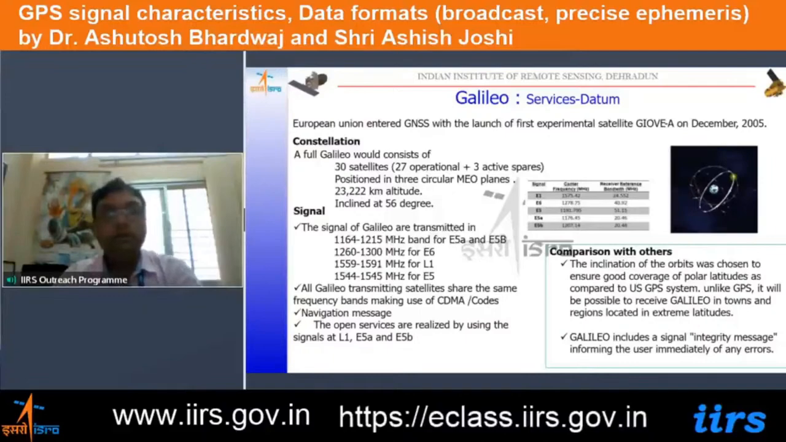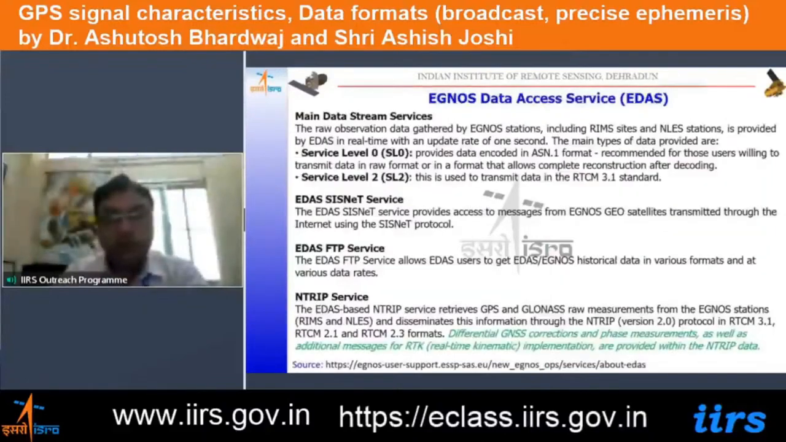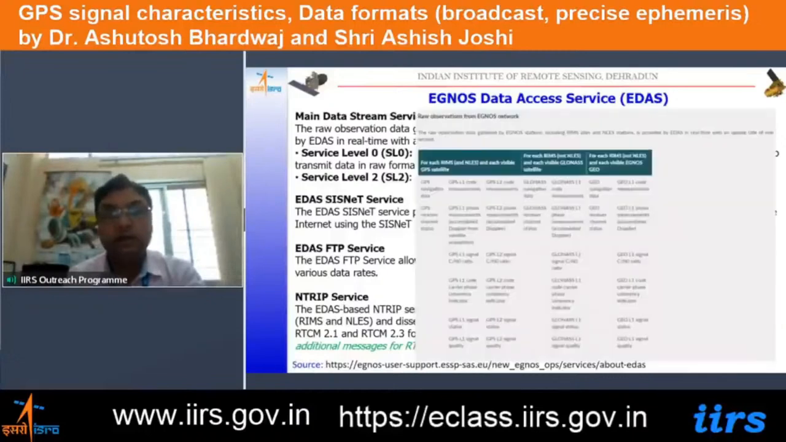similar to GLONASS. Now this EGNOS we discussed in the SBAS lecture also. They are providing the differential GNSS corrections and phase measurements, in the RTK mode or the static mode, either through the internet as well as through satellite based links. These kinds of services are provided by the EGNOS Data Access Service. Currently the SBAS is using the GPS signal, and EGNOS 2 will be using the GPS as well as Galileo. It is using the GLONASS service also.